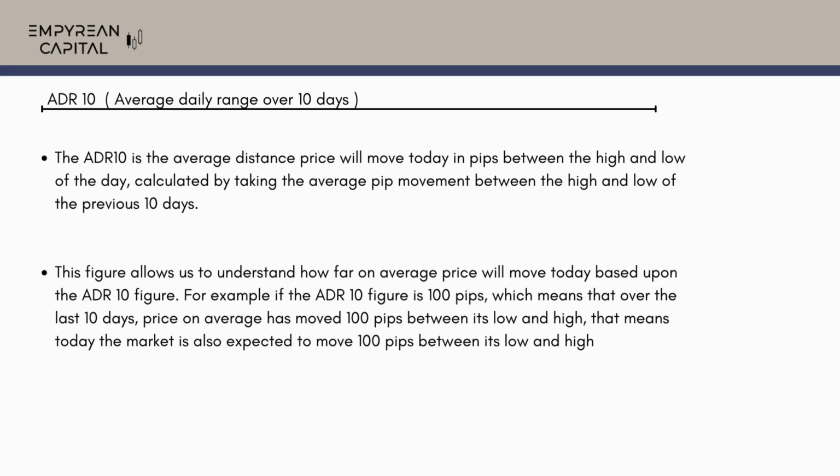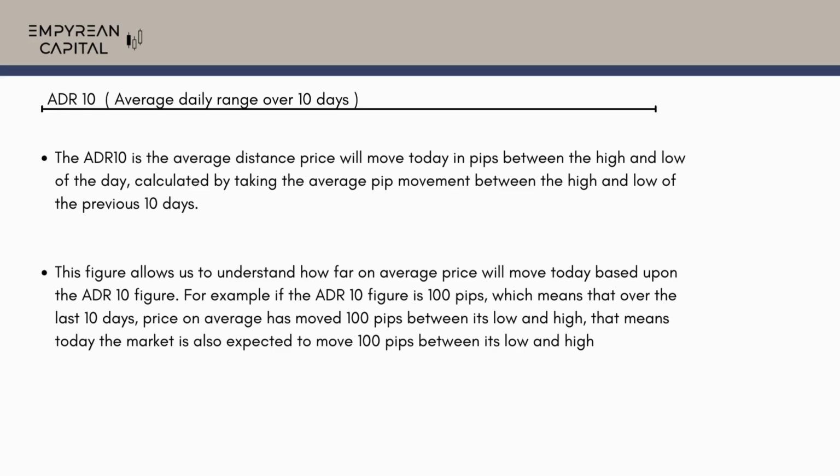So essentially, the ADR10 is the average distance that price will move today in pips between the high and the low of the day, and is again calculated by taking the average pip movement between the high and the low of the previous 10 days. So it's the same concept as the ADR5, but this time we are taking the average of the last 10 days and not the last 5 days.